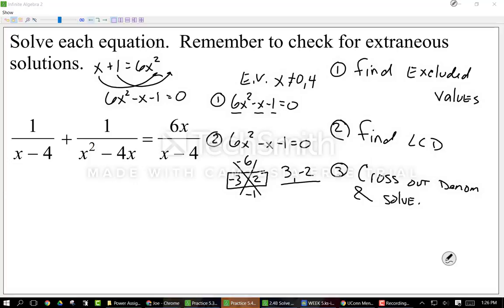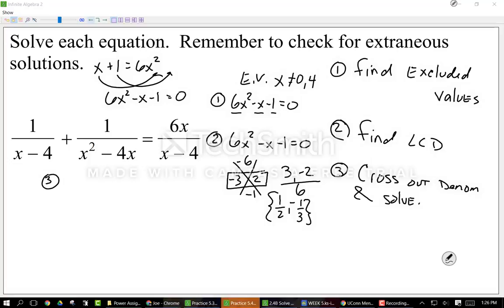You have to divide by a, and then reduce if you can. 3 divided by 6 is 1/2. Negative 2 divided by 6 is negative 1/3. So those are your answers. Now, what happens if you're not very good at factoring? Well, that's where step 3 comes in, or method 3, right?